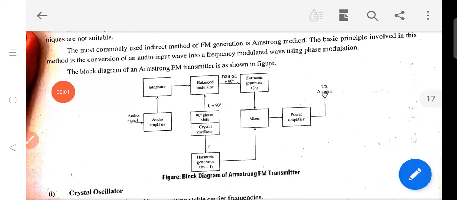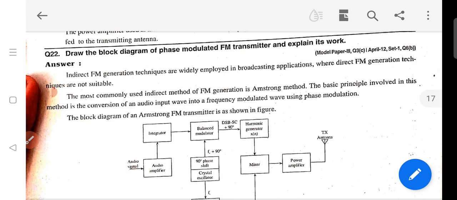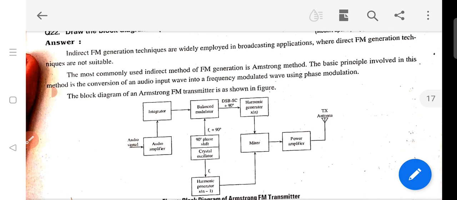Welcome back. This is about another FM transmitter. This one is the phase modulated FM transmitter. This is the indirect FM generation. In general, direct FM is not widely used because there are a lot of frequency issues. Indirect FM generation techniques are widely used. The widely used indirect FM generation technique is the Armstrong method.